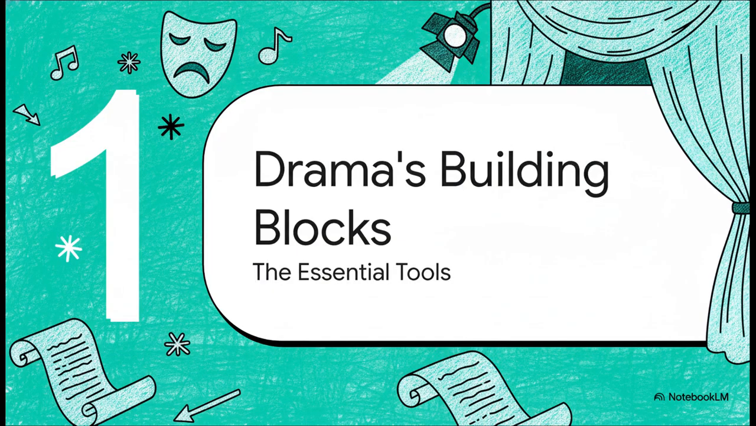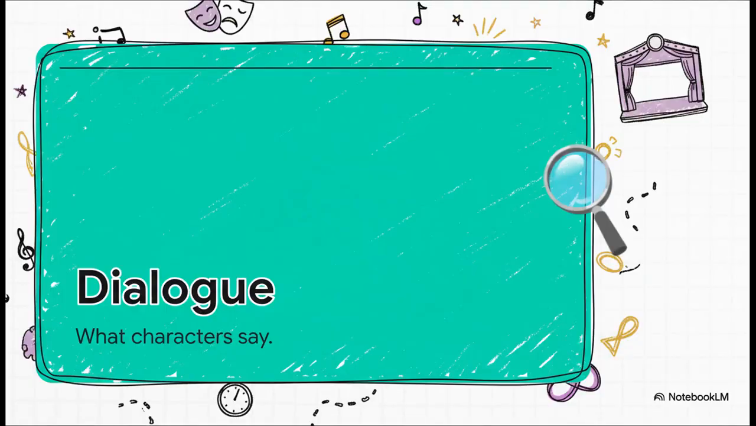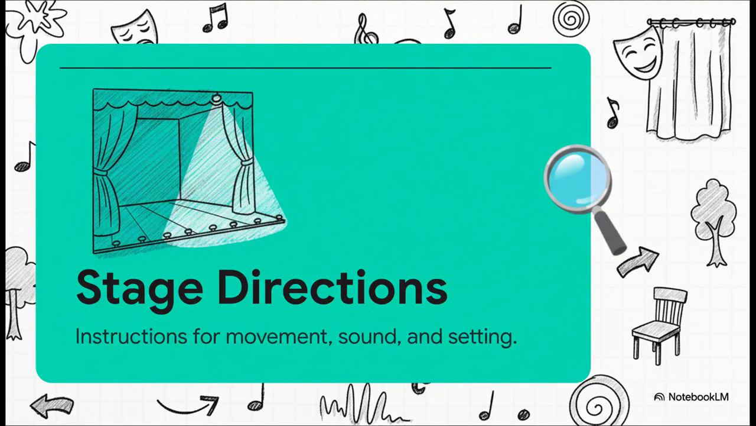Okay, so to make that performance actually happen, a playwright, that's the person who writes the play, uses a very specific set of tools. Let's break down these essential building blocks that you'll find in pretty much every play. First up, the most obvious one, dialogue. This is literally what the characters say to each other, but it's so much more than just talk. In a play, dialogue is the engine that drives the whole story forward. It reveals who the characters are, what they want, and what's happening.